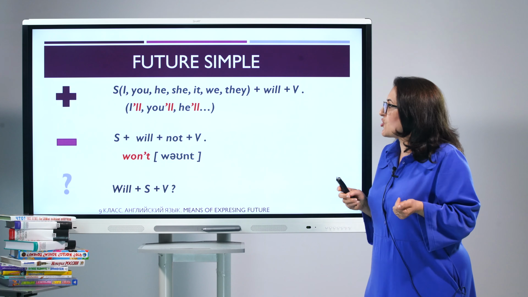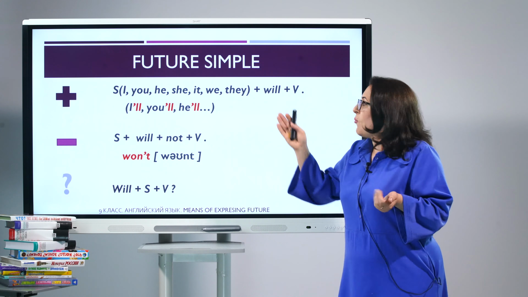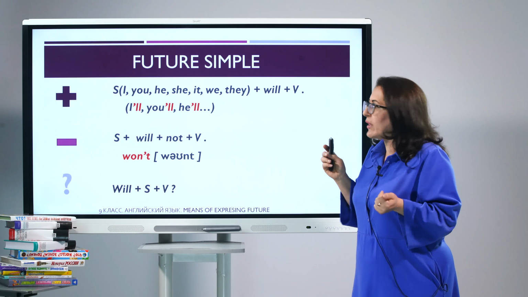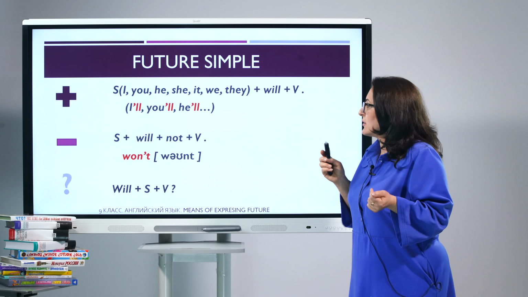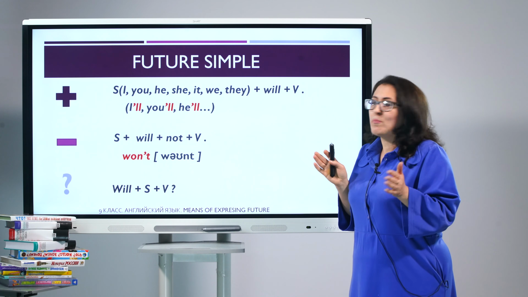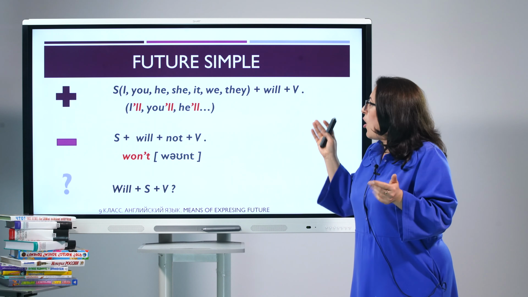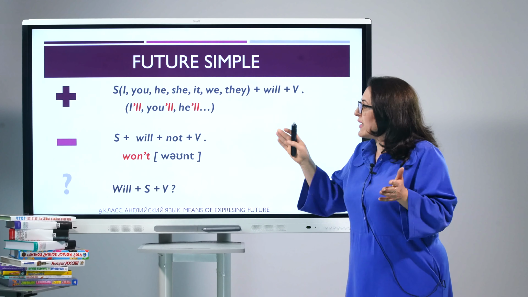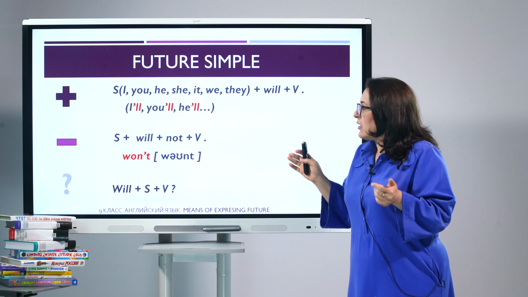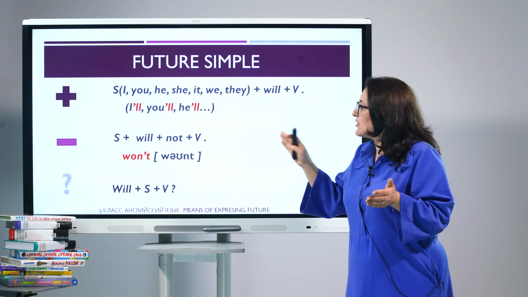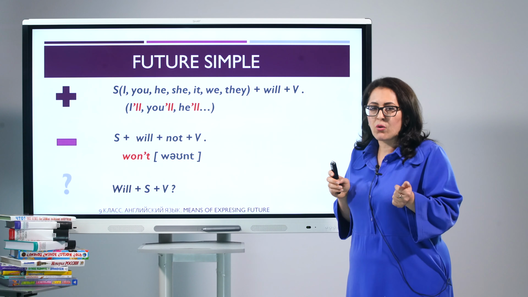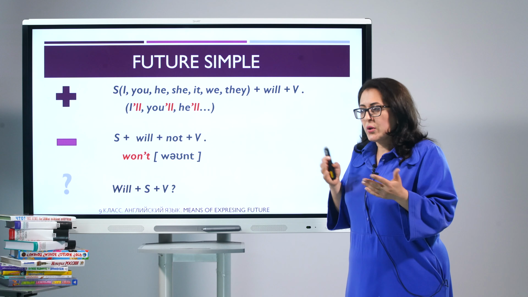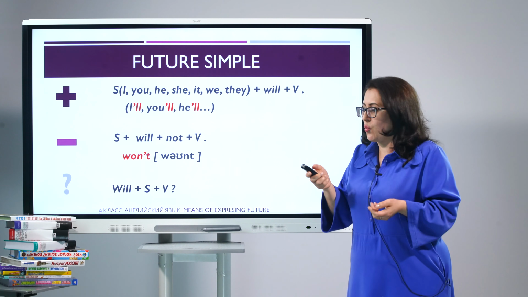The grammatical structure here is very clear. Positive sentences, you will have two verbs, auxiliary will, and the main verb, bare infinitive. I would just like to pay your attention to the contracted form of auxiliary will, where will is contracted to double L. The negative sentence, again, pay attention to the contracted form of will plus not, because if you confuse this contracted auxiliary won't, it will be the word want, which means wish.